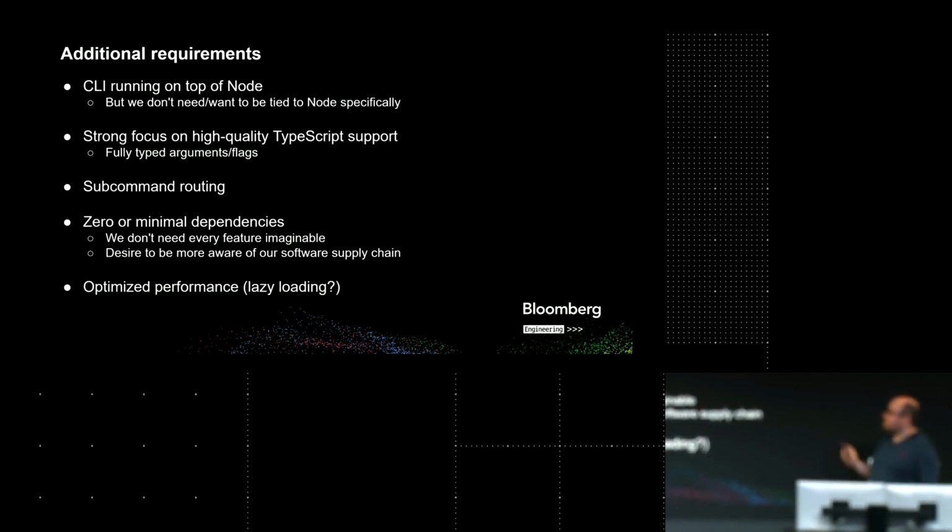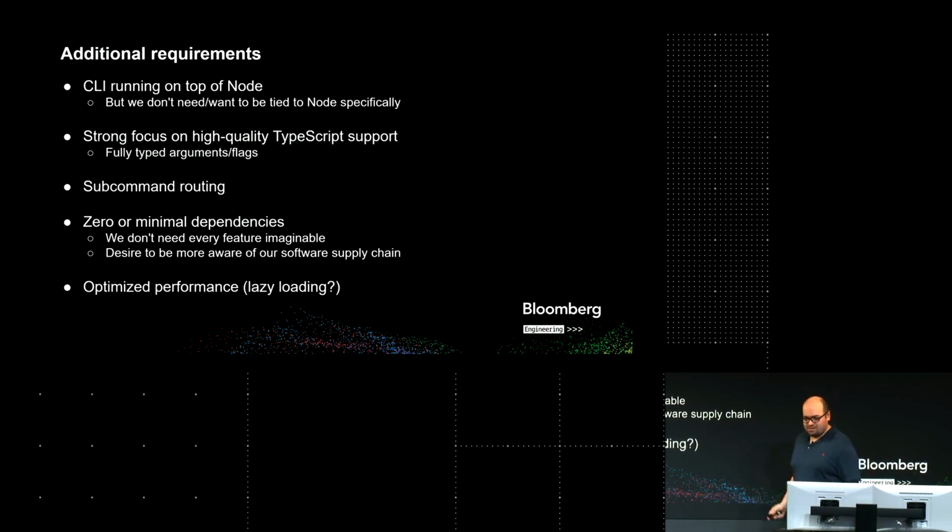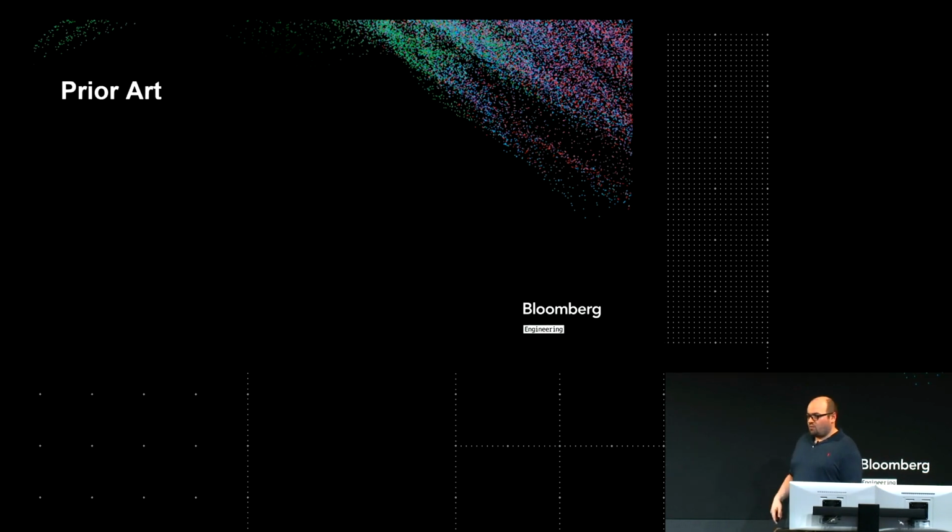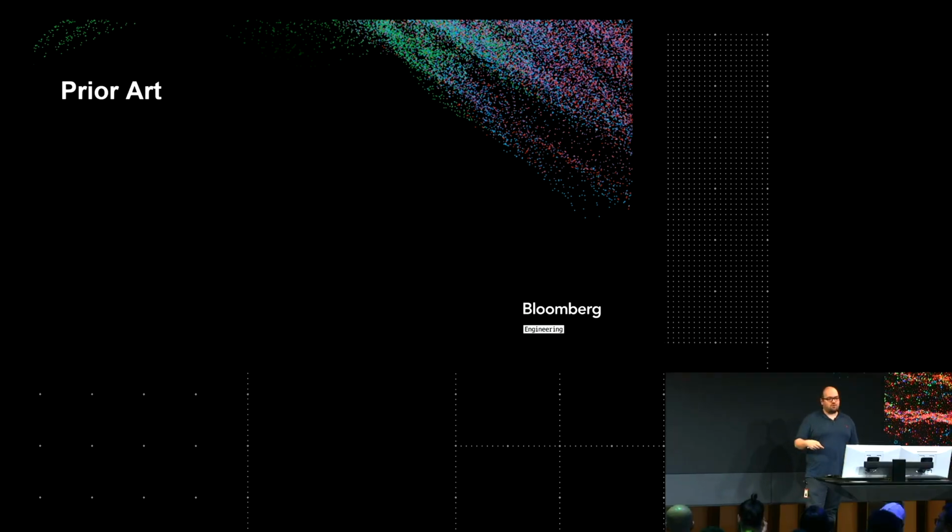And we want to see if we can optimize performance. Parentheses, lazy loading, I'll get back to that. So within our team, we had a CLI that was used by a lot of developers at Bloomberg, and we were looking to rewrite it because it was currently using a hodgepodge of 3 different libraries, and we were thinking, okay, is there something else out there?